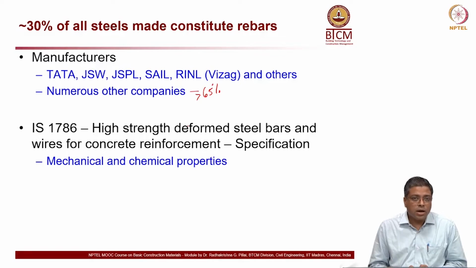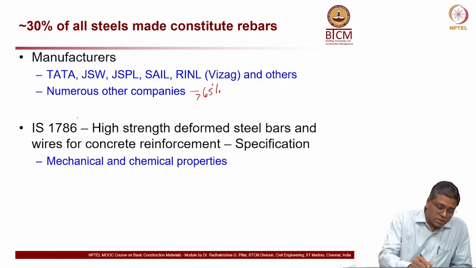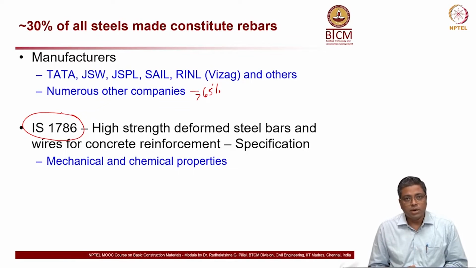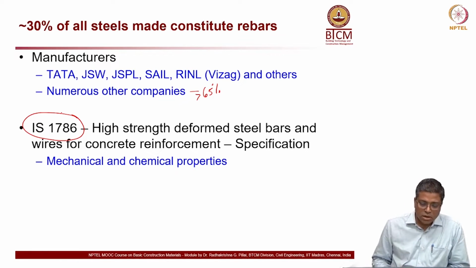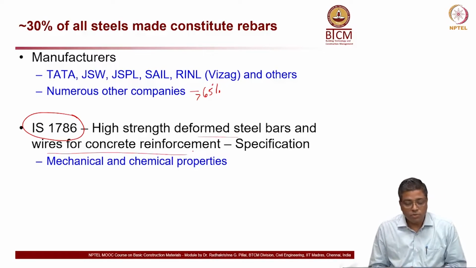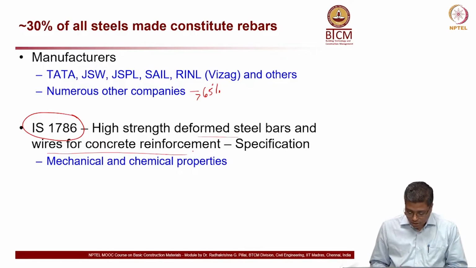All these rebars are governed by one standard specification, IS 1786, published by the Bureau of Indian Standards. All the steel rebars have to meet these specifications, the mechanical and chemical properties given in this standard, so that they can be used. This is for high strength deformed steel bars and wires for concrete reinforcement.